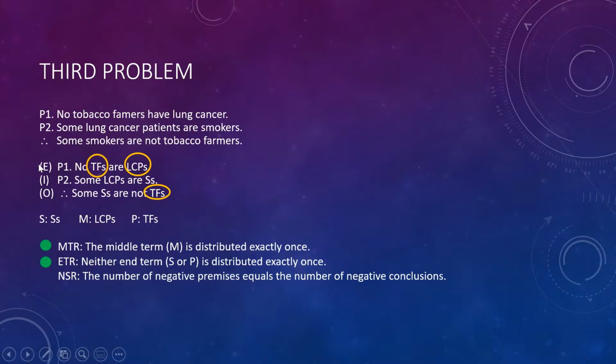E is a negative premise, and I is an affirmative premise, and O is a negative conclusion. Therefore, we have one negative premise and one negative conclusion. 1 equals 1, and so the negative statements rule is satisfied, and this syllogism is valid.